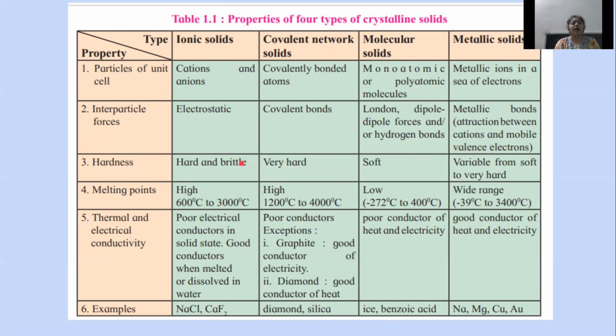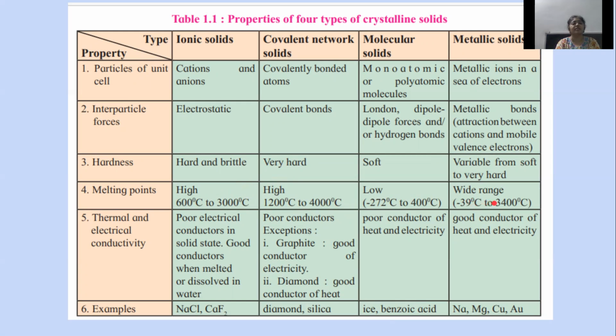Now coming to the hardness, ionic solids are hard and brittle. Covalent solids are very hard due to the covalent bond strength. The molecular solids, on the contrary, are soft and can be easily cut. Metallic solids, it varies. Some metals like sodium are very soft, but then you do have metals which are very hard as well. Now, melting point, the ionic solids have high melting point in the range of 600 to 3000 degrees Celsius, but higher than that is that of the covalent solids, which have a melting point from 1200 to 4000 degrees Celsius. In case of molecular solids, the melting points are lower, and metallic solids have a wide range from minus 39 to 3400 degrees Celsius.